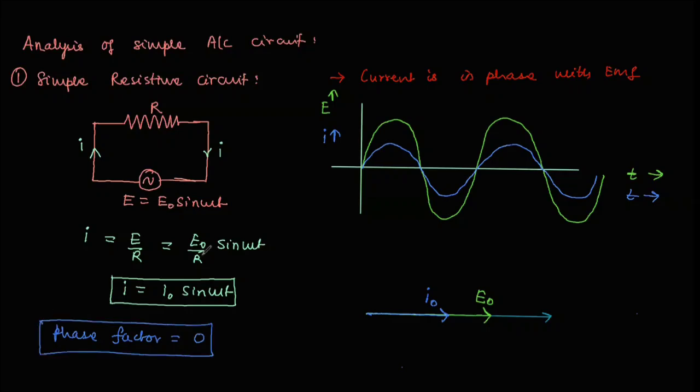The value of resistance offered is equal to R. इसको अपने impedance भी बोल सकते हैं, that impedance of a simple resistive circuit is equal to R.